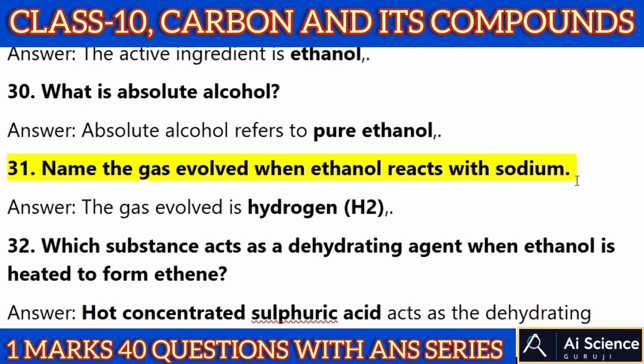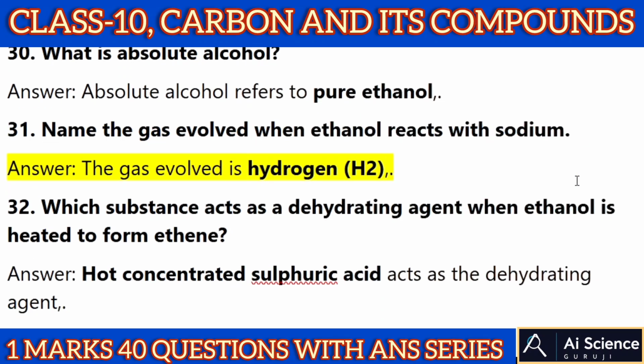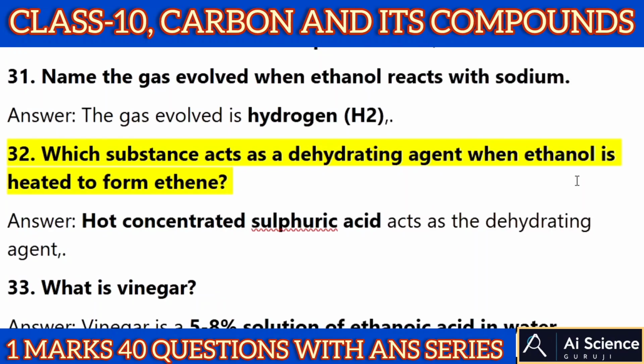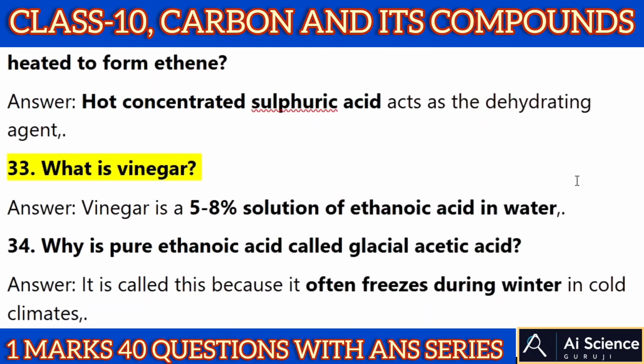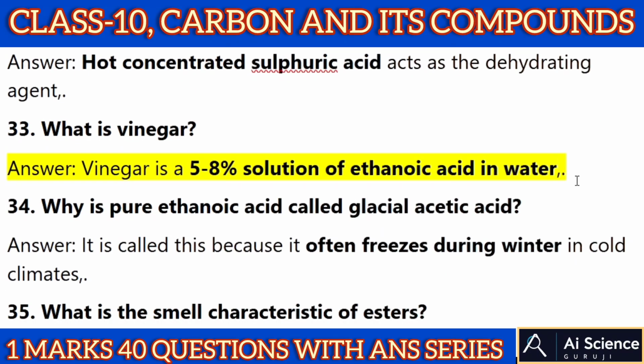31. Name the gas evolved when ethanol reacts with sodium. Answer. The gas evolved is hydrogen, H2. 32. Which substance acts as a dehydrating agent when ethanol is heated to form ethene? Answer. Hot concentrated sulfuric acid acts as the dehydrating agent. 33. What is vinegar? Answer. Vinegar is a 5 to 8% solution of ethanoic acid in water.